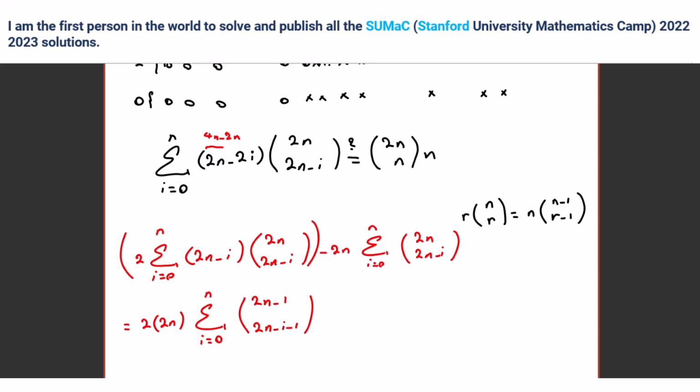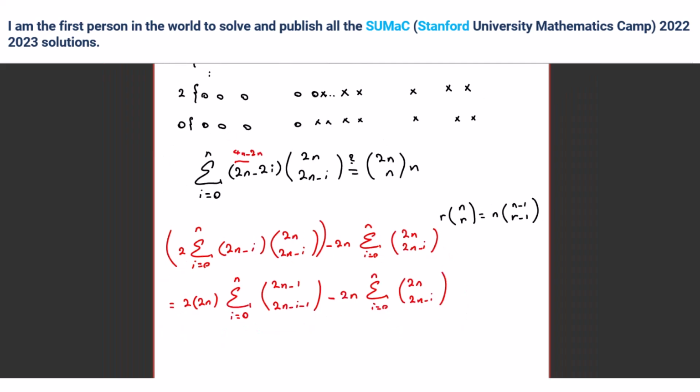Okay, so here we have this minus 2n times sigma i from 0 to n, 2n choose 2n minus i, right? Yeah. Want to try the rest on your own? Okay.